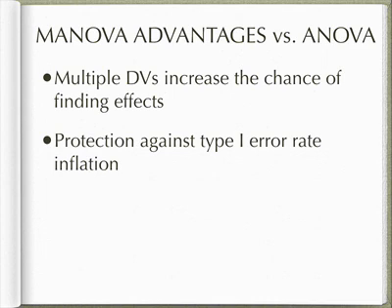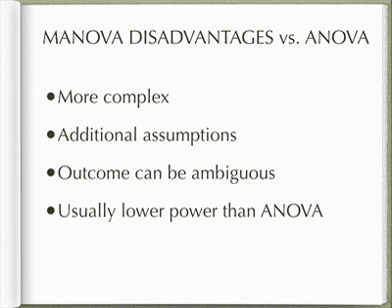There's not a way that it has to be done. Some disadvantages versus just doing several ANOVAs, because that would be the other option. You could run MANOVA, or you could just run 3 ANOVAs, one with each of your dependent variables, assuming you have 3 dependent variables. Or if you have 5 dependent variables, you'd run 5 ANOVAs.